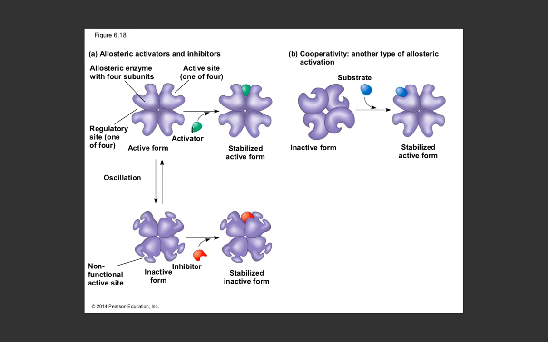And then we also have a cooperativity reaction here. It's another type of allosteric activation. This is when we have a substrate that's going to bind to form the stabilized active form. So we actually have to have the binding of a substrate in order to turn on the enzyme, because you see all these other sites, it can actually go and attach to other things in order to catalyze multiple reactions at the same time.